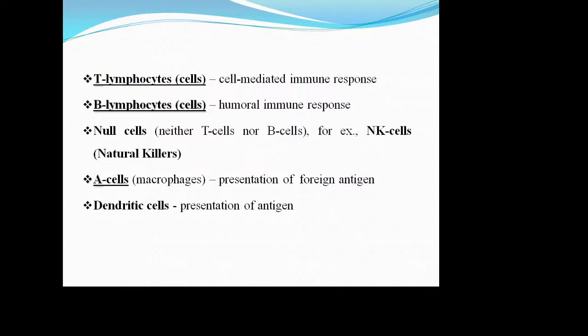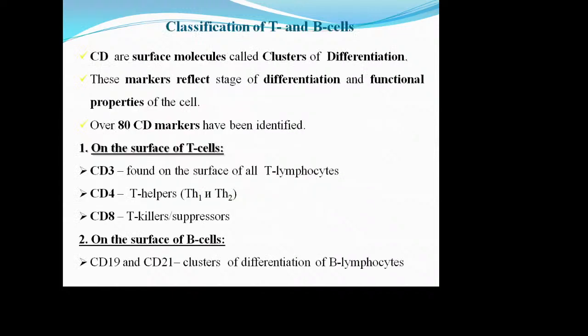Another group of lymphocytes are null cells, which are neither T cells nor B cells. For example, natural killer cells are not included in either group of T cells or B cells. Antigen-presenting cells are macrophages that have the main function of presentation of foreign antigen to T helpers. And dendritic cells also present antigen to T helpers. Let's talk about T cells and B cells.